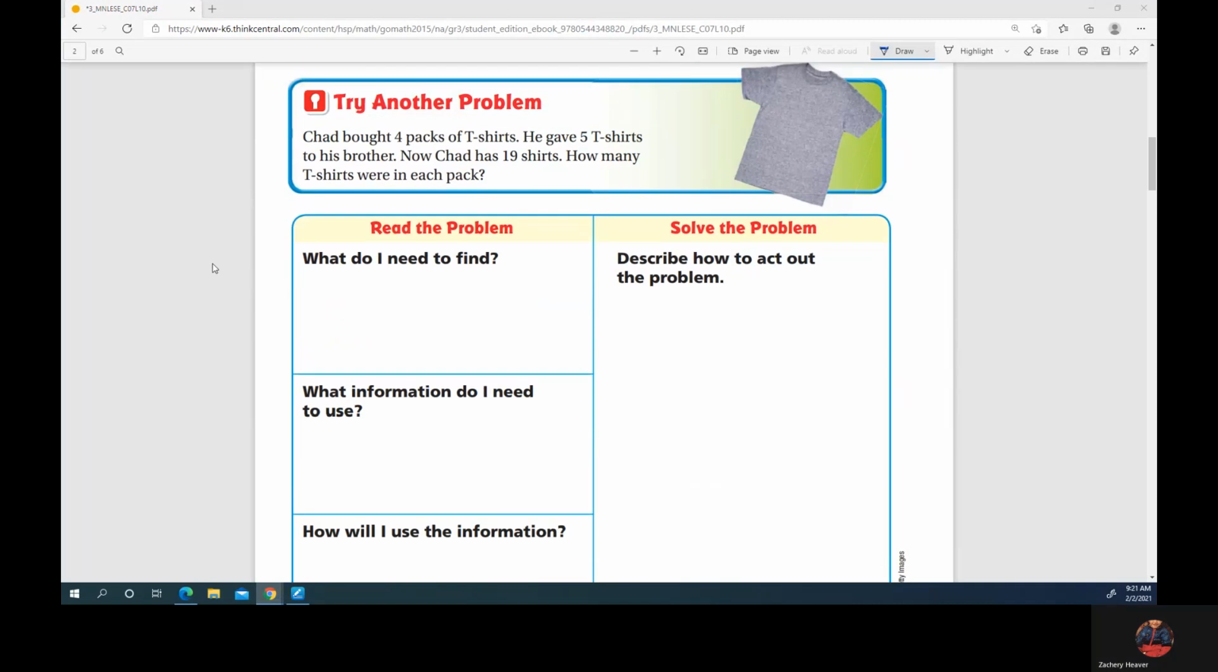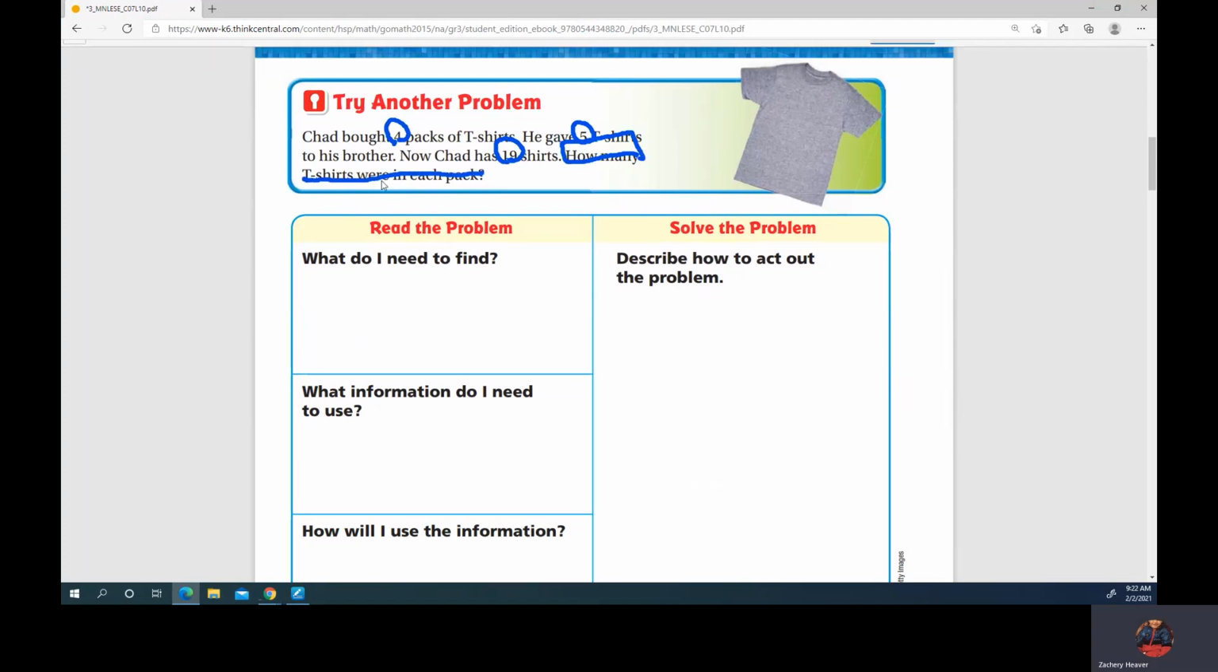The next problem, we'll do the same thing we just did. It says Chad bought 4 packs of t-shirts, and he gave 5 t-shirts to his brother. Now he has 19 t-shirts. How many t-shirts were in each pack? I'm sorry, I crossed that out. So he bought 4 packs. He didn't buy 4 t-shirts. He bought 4 packs of t-shirts, and he gave 5 shirts to his brother. How many t-shirts were in each pack?